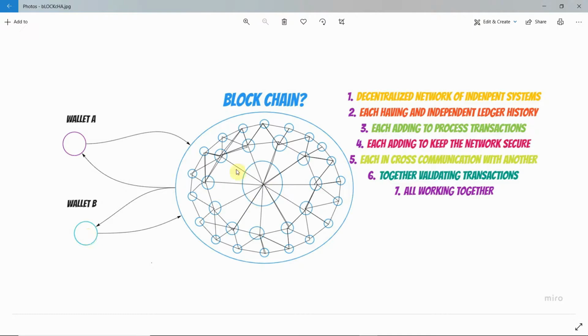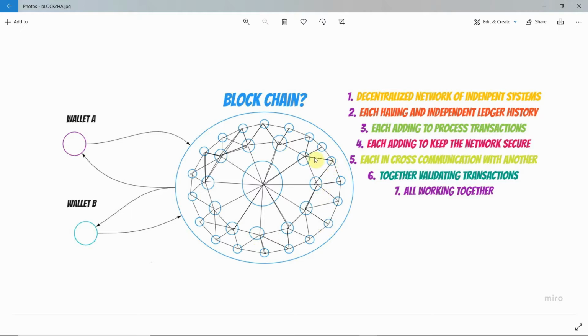Point two: each of these nodes has an independent ledger history, meaning that no matter which node actually processes a transaction, and they do that by minting the block, and when it mints the block it has these transactions inside of it, each one of these nodes or computer systems will have the same identical ledger, the same bookkeeping that the node processing the transaction also has. They do that in a consensus confirmation, and they call it validating the transaction.